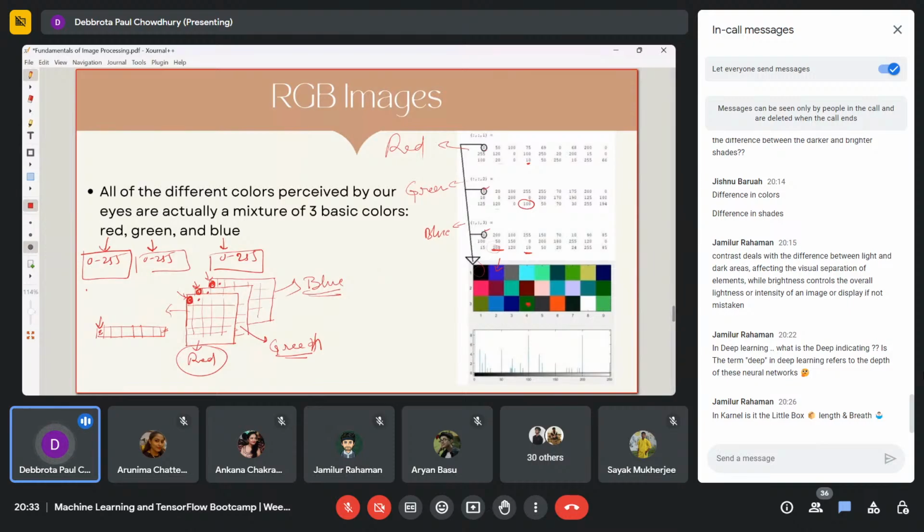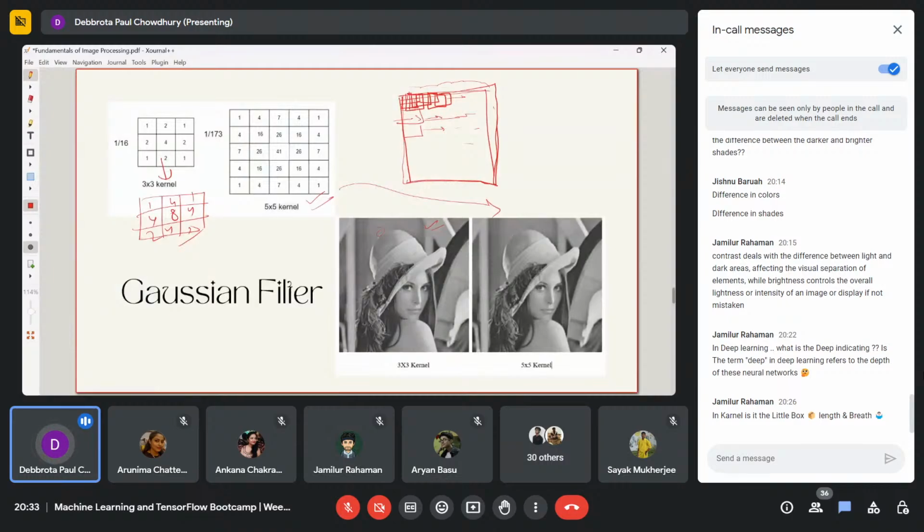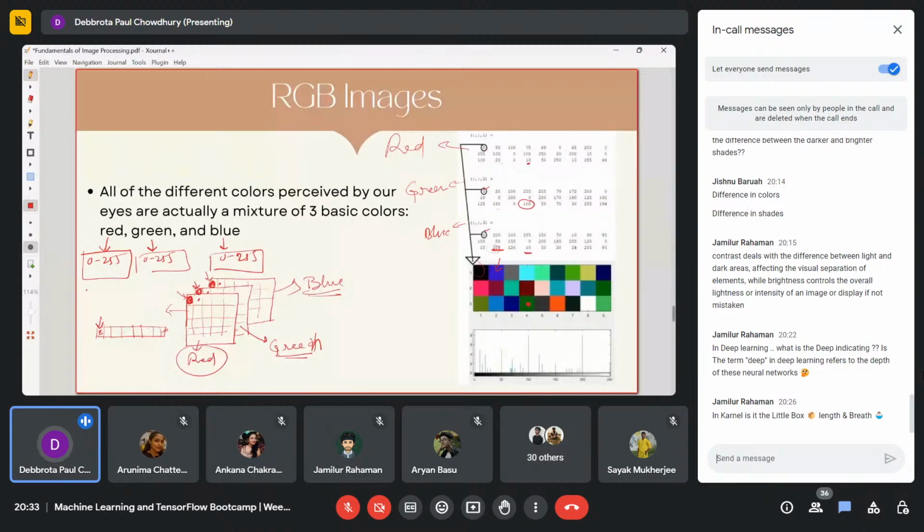That depends on which kind of blue or which kind of red we are getting. Okay, so this is RGB. What does a color image mean? How do we see a color image? So basically these things are happening in image processing, and the filters we use for grayscale images, it's the same filter you can use for RGB images as well.